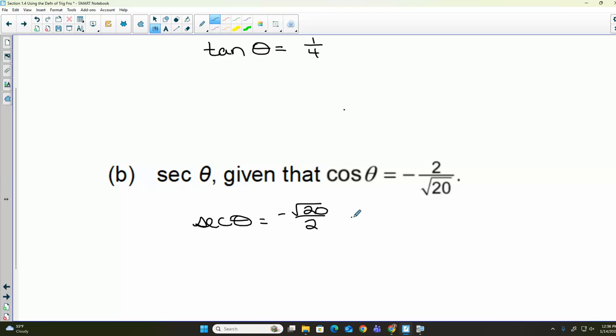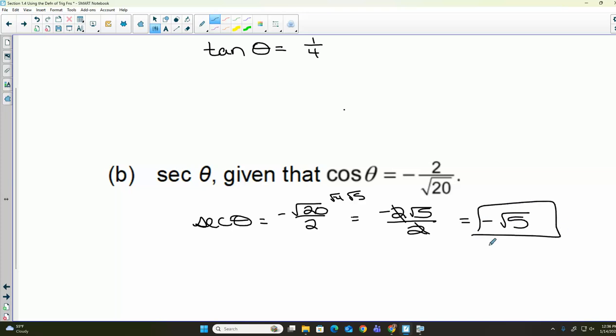How would we break down 20? It breaks into a 4 and a 5, and the square root of 4 is 2. And then what happens? So we end up with just negative square root of 5. So reduce if necessary, but we use that reciprocal property to get there. Okay. Any questions about that?